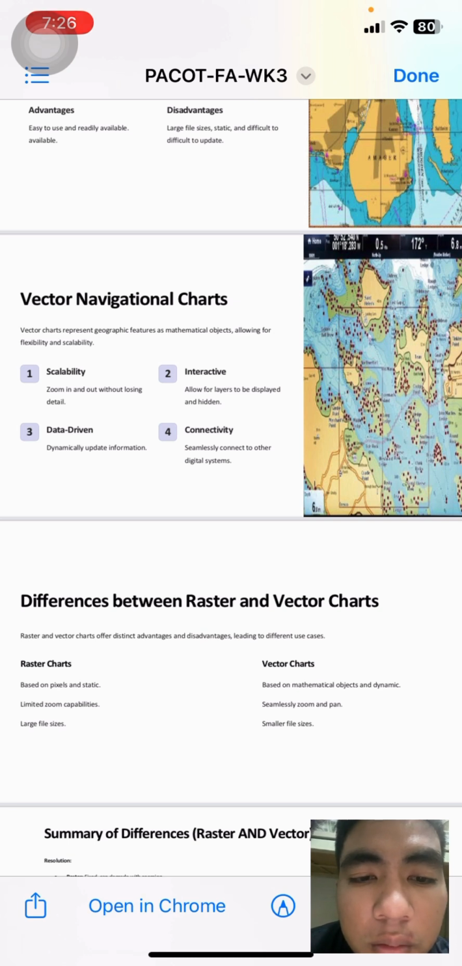And the interactive feature of vector is to allow for layers to be displayed and hidden. The data driven feature is to dynamically update information. And lastly, connectivity seamlessly connects to other digital systems. So the vector navigational chart is one of the most commonly used in navigation.